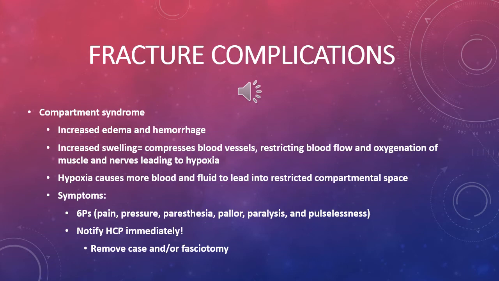The nurse needs to perform frequent neurovascular examinations, and that includes assessments of both the affected and unaffected limbs. The key findings include pain out of proportion to the injury and pain with passive movement of the affected limb. The nurse must utilize these key assessment skills using the 6 P's of extremity examination and notify the provider of any abnormal findings. Typically, the healthcare provider will remove the cast, and sometimes they may even have to perform a fasciotomy for compartment syndrome.